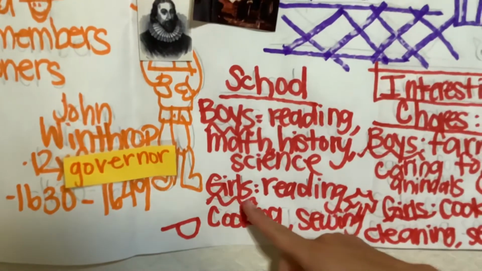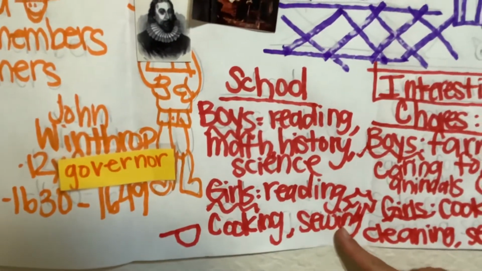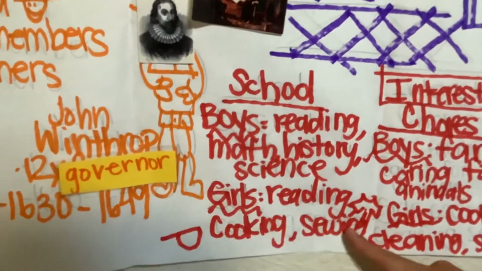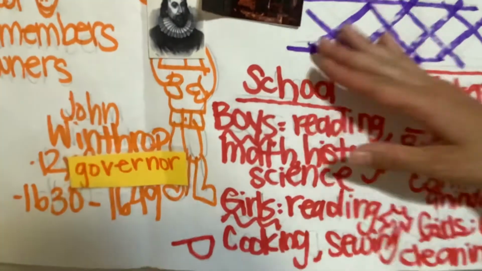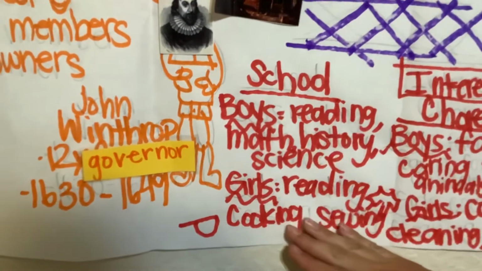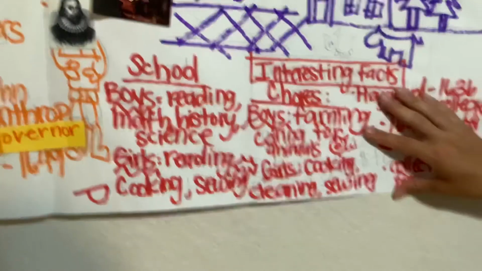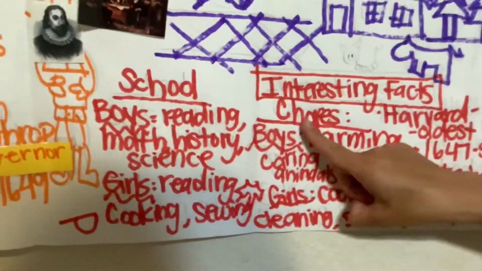The girls, they focus on reading, cooking, and sewing. Read that with me. Girls. Reading, cooking, sewing. So this is us focusing on what the boys and the girls learned at school. Now we're going to talk about their chores. Read this with me. Chores.